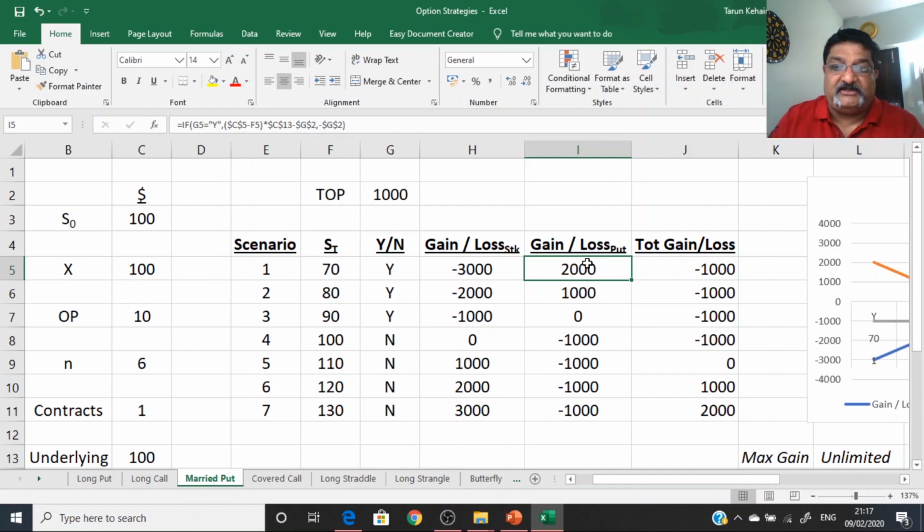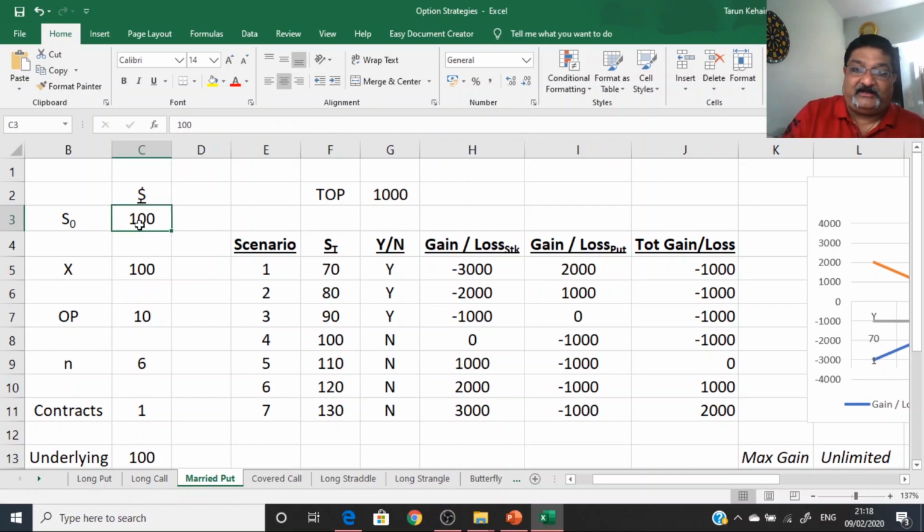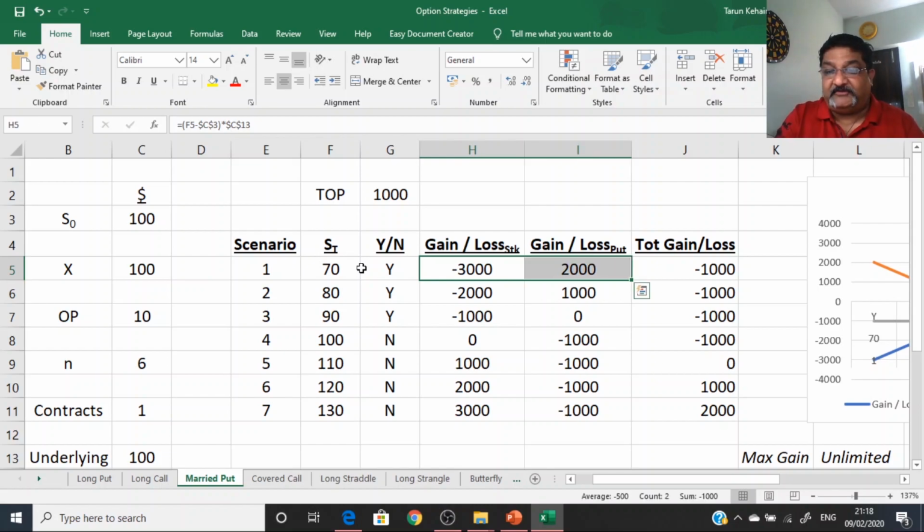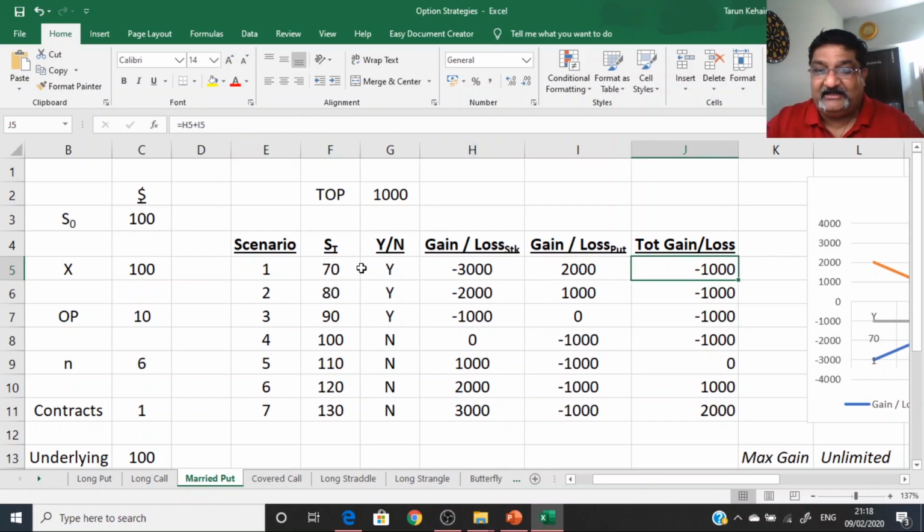However, remember here you have also gone long on the stock. You had bought this stock at 100 and now the stock is trading at 70. Therefore, there is a $30 decline on every stock, 100 stocks in the underlying contract. Therefore, there is a $3,000 loss on the stock. So if you combine both of these, you get a total net gain or loss of $1,000.